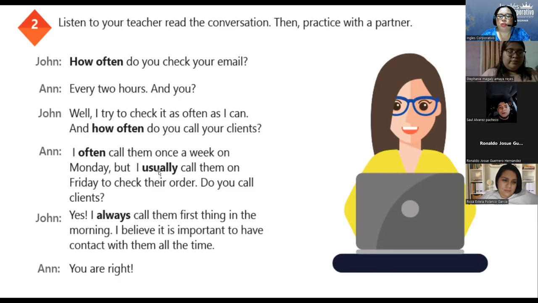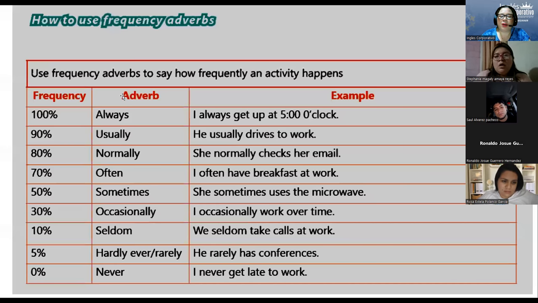A ver, tenemos usually. Usually. Tenemos always. Always. How often? Often. Usually. Always. All right. So let's look at how this works.